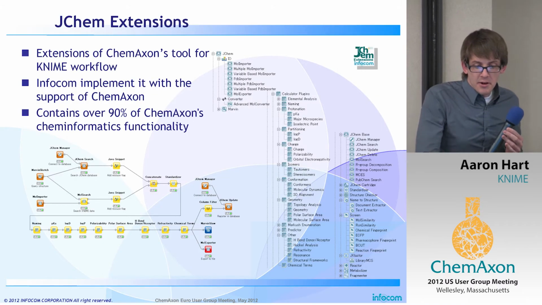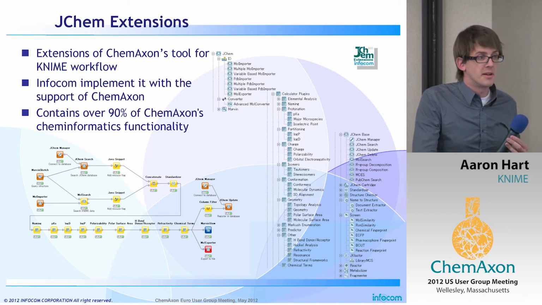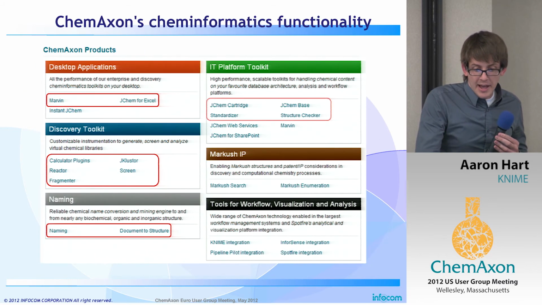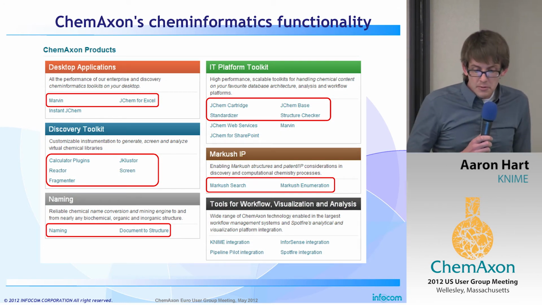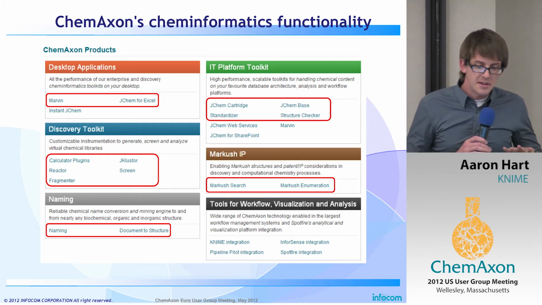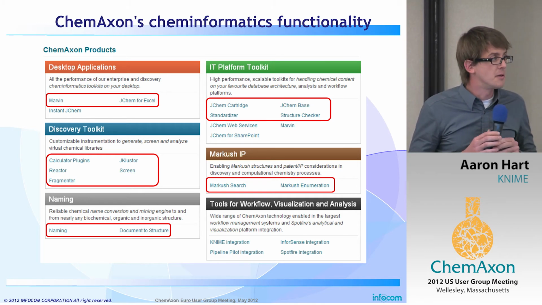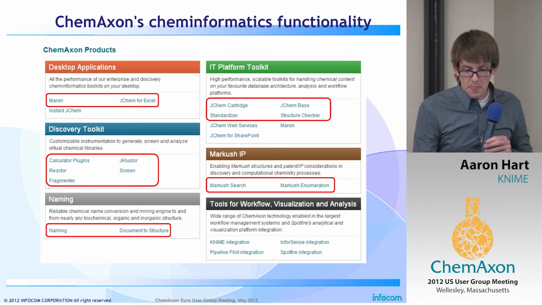Talk a little bit about some of the nodes that are available. You guys have heard a lot today about the Instant JChem stuff. Most of that is actually available inside KNIME as well. It's exposed via these nodes. So looking at this sort of product overview that we have from the ChemAxon website, actually, you can see the red boxes are around the parts of the JChem product that we support.